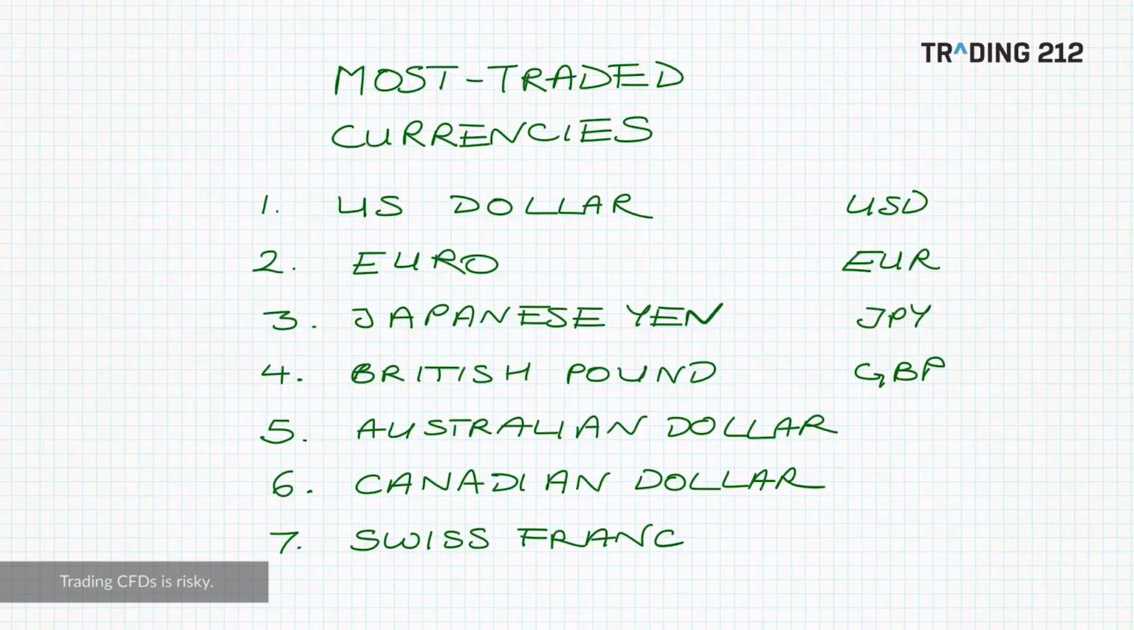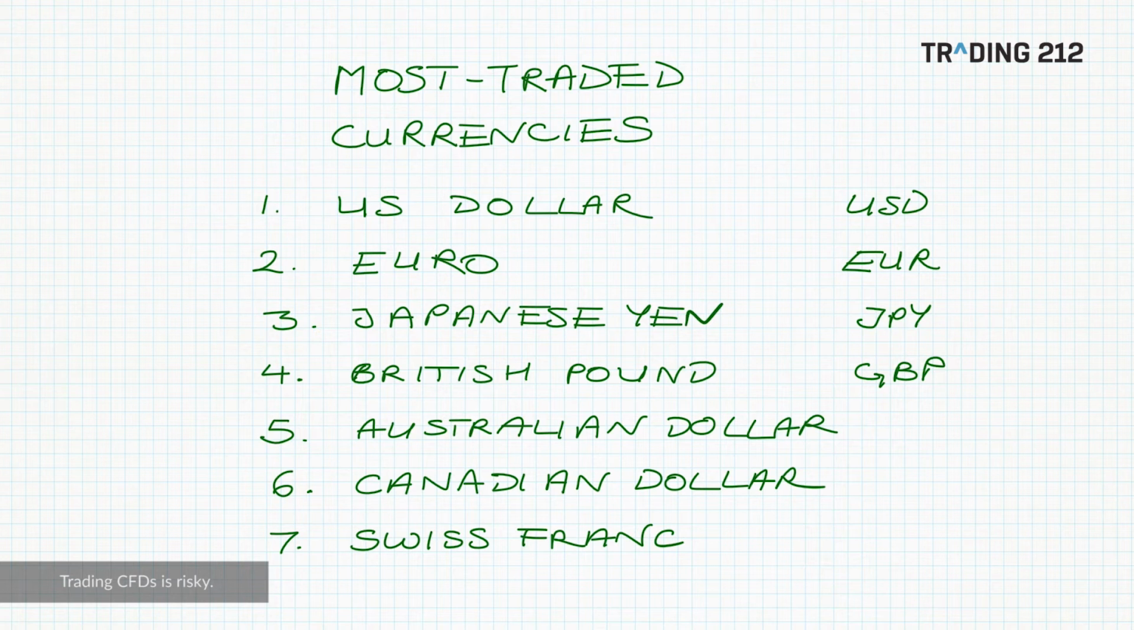Now we've talked a little bit about euro dollar, about dollar yen, and now about cable in this series of videos. And these are three of what we call the major currency pairs. So let's round this out by first looking at what are the major currencies and then looking at what are the major currency pairs.